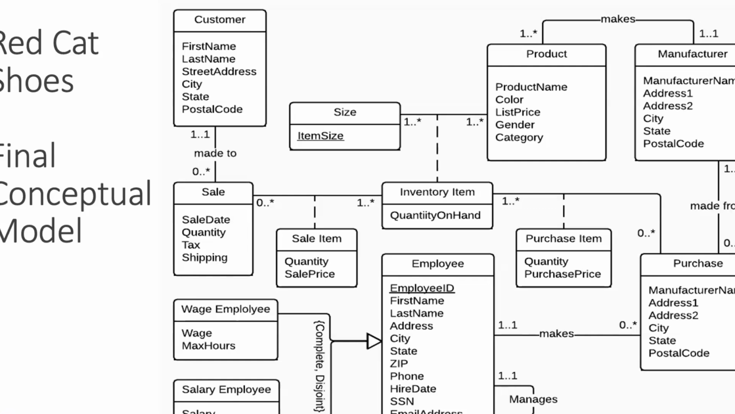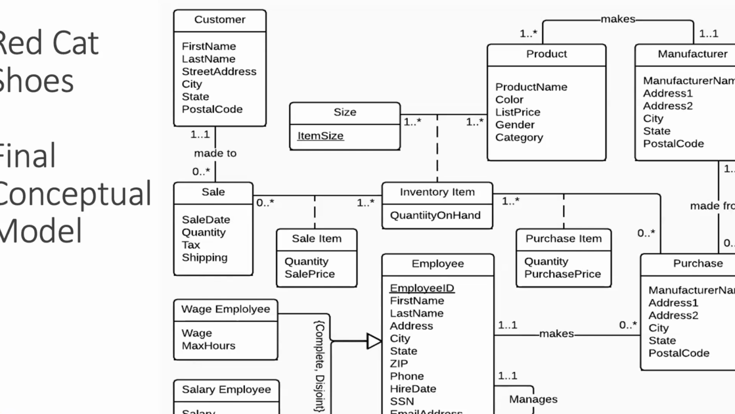Each product is made by a manufacturer. To create the product, technically, you need to purchase those items from the manufacturer. So in the product, you can have this. And then that specific purchase is made by an employee. The employee makes the purchase. What is the purchase item?